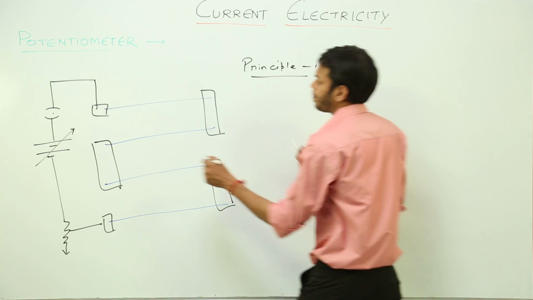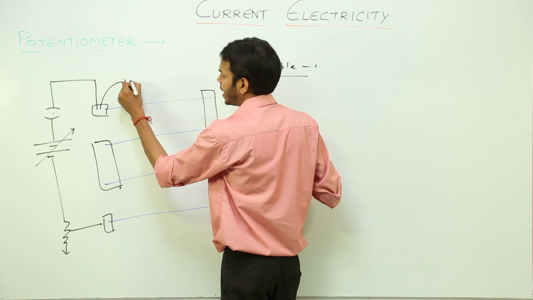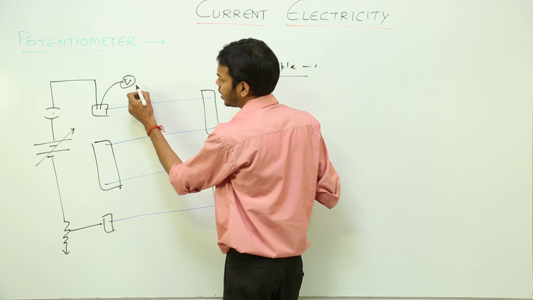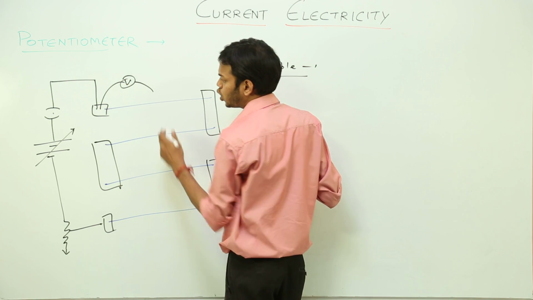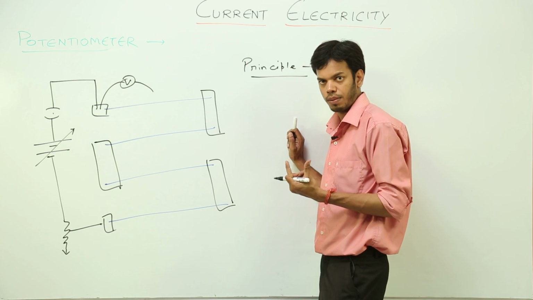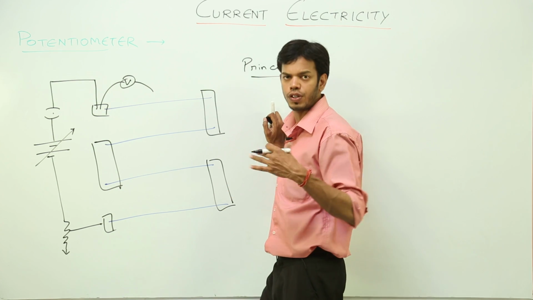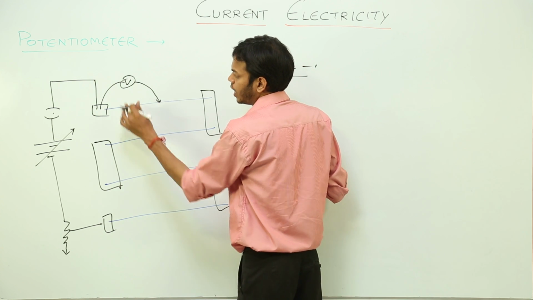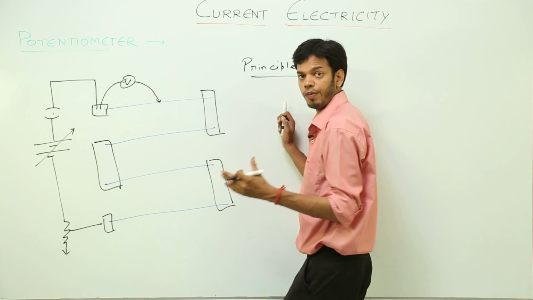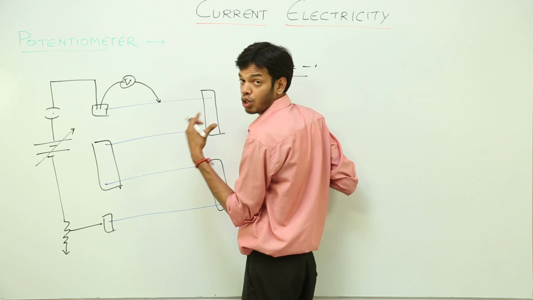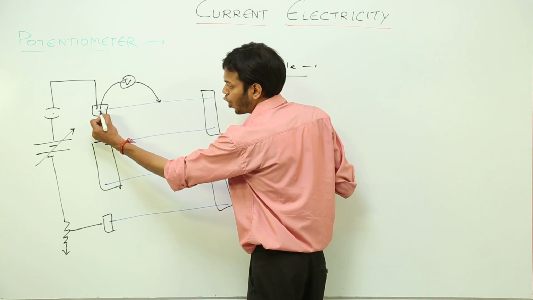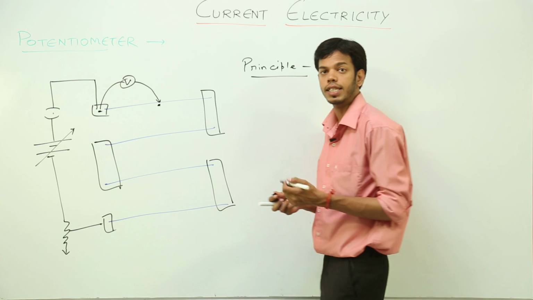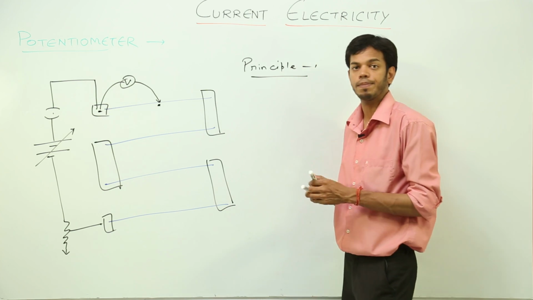See the principle. If I connect a voltmeter here and this voltmeter is connected with a jockey. Jockey is a metallic conductor which is used to make the connections in the circuit, right? So if I connect the jockey here, this voltmeter is actually going to give me the potential drop or potential difference between this point and this point, right? This is what the function of voltmeter is.